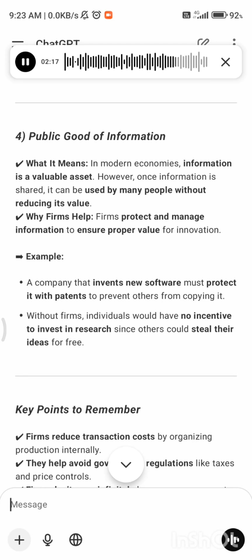Example, a company that invents new software must protect it with patents to prevent others from copying it. Without firms, individuals would have no incentive to invest in research since others could steal their ideas for free.